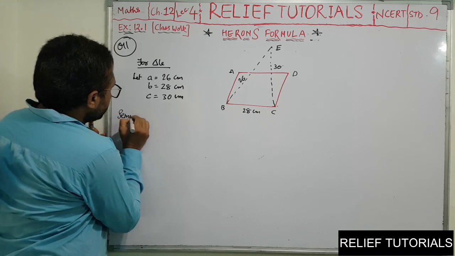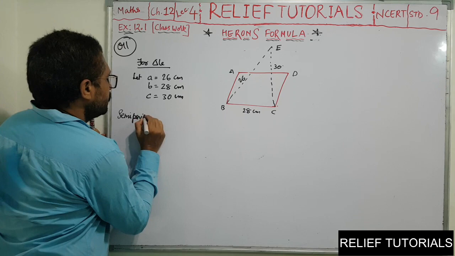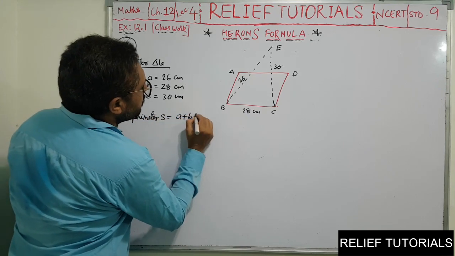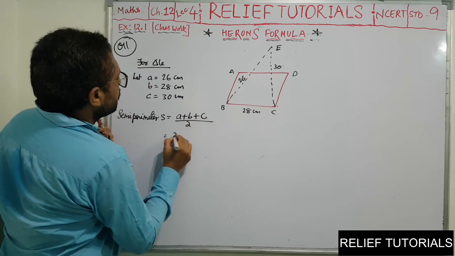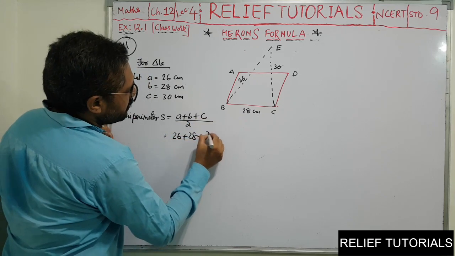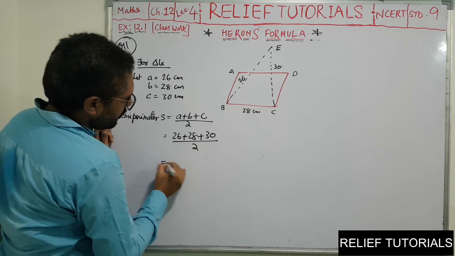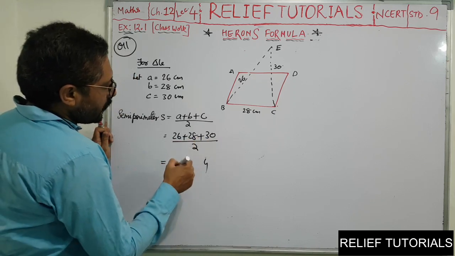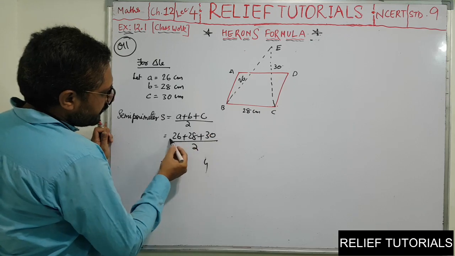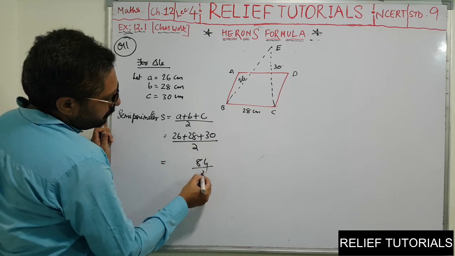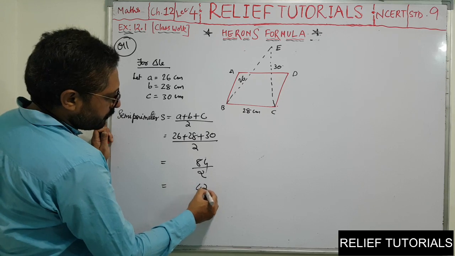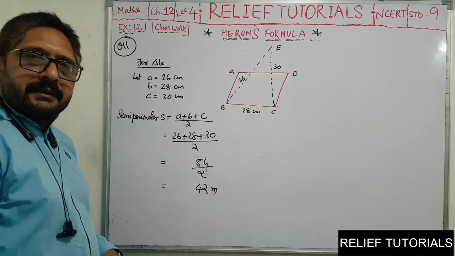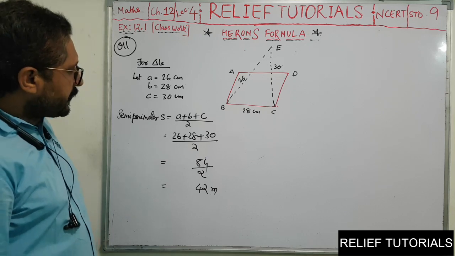So semi-perimeter S is equal to A plus B plus C by 2, 26 plus 28 plus 30 by 2. So 8, 8, 6, 14. Carry 1, 3, 4, 5, 6, 7, 8. 84 by 2. So that is equal to 42 centimeter. So this we got, the semi-perimeter of the triangle.